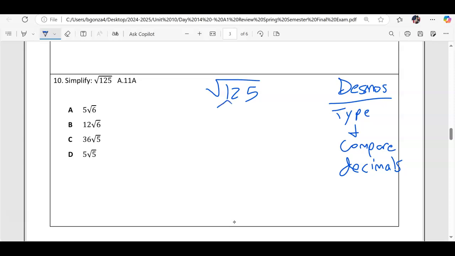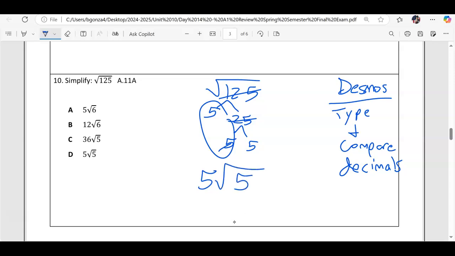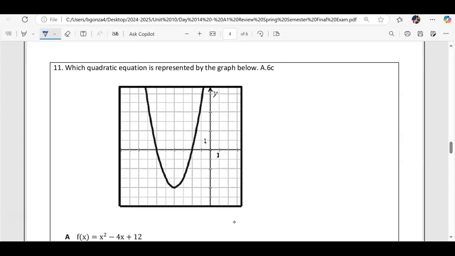Square root of 125, does 2 go into 125? No. Does 3? No. What about 4? 4 is not prime, so 5 times 25, and then 25 is 5 times 5, 1 pair, 1 loner. Pair goes out, loner stays in. That's how it is. Don't forget the factor tree.